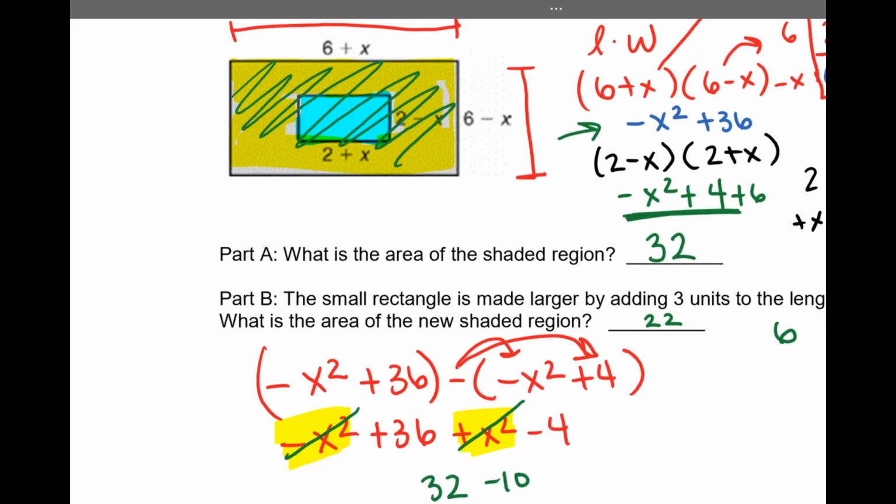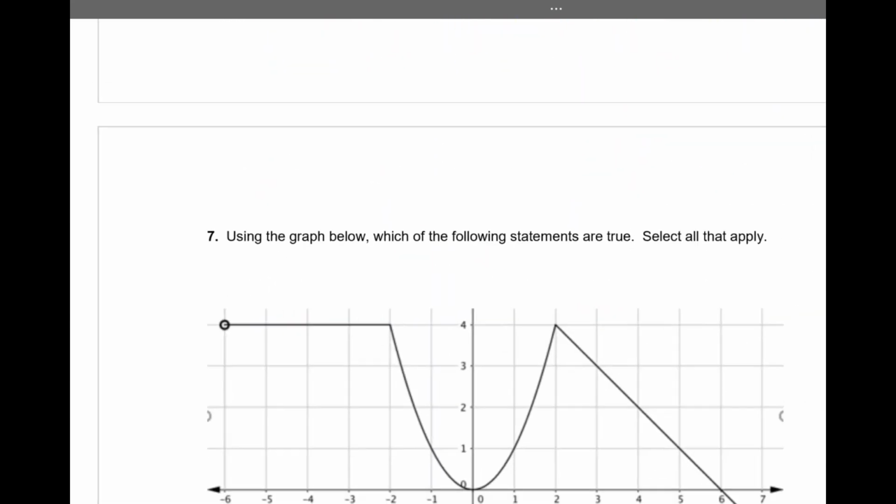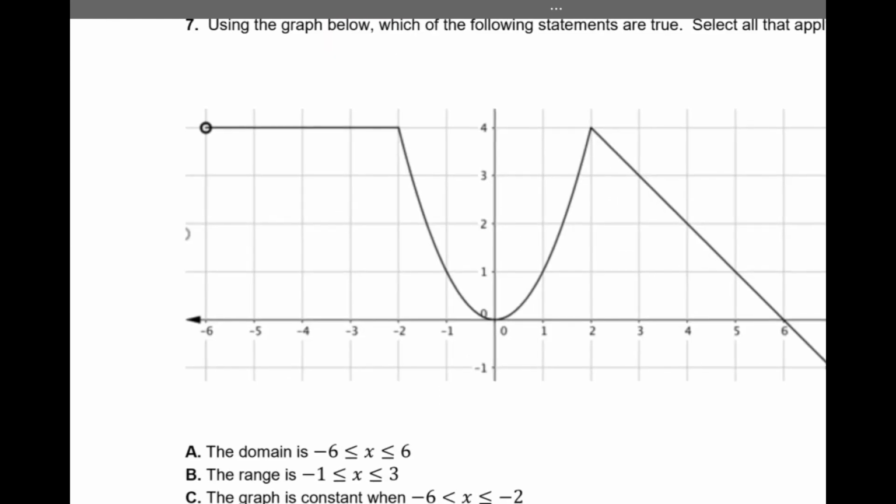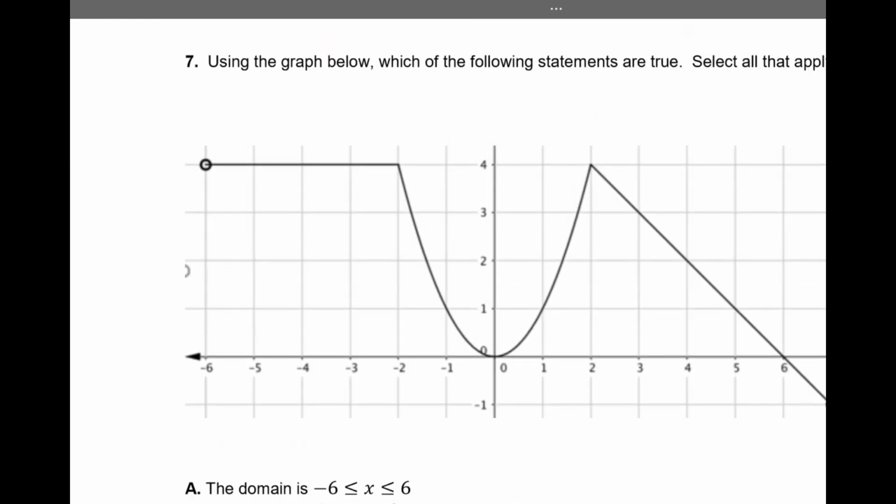We're going to move on to the next one. Next one says, using the graph below, which of the following statements are true? Select all that apply. So the domain is -6 less than x and less than 6. Again, domain is the same thing as your x. The range is the same thing as your y.